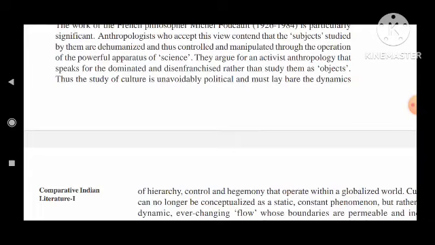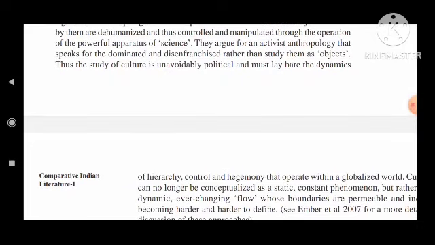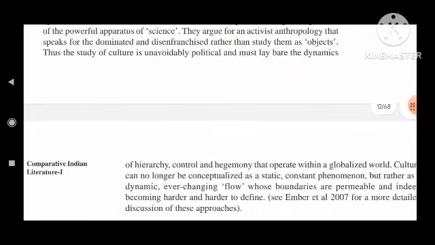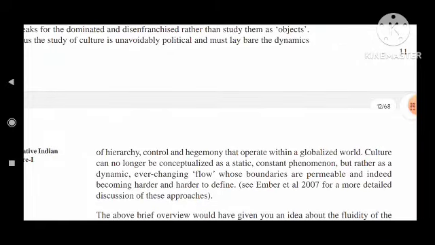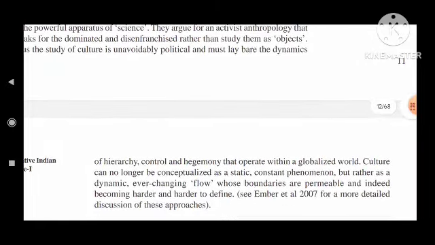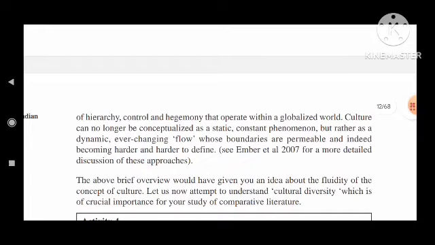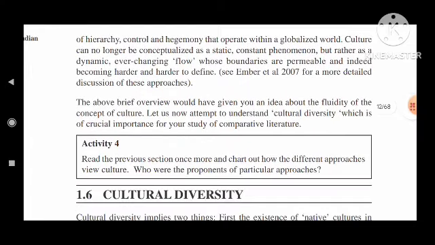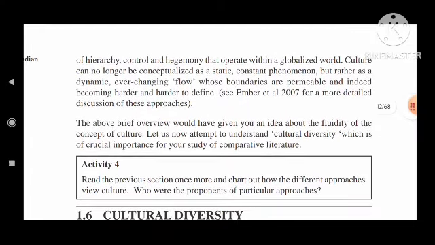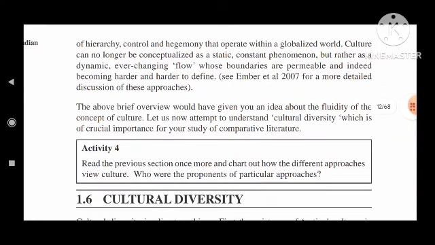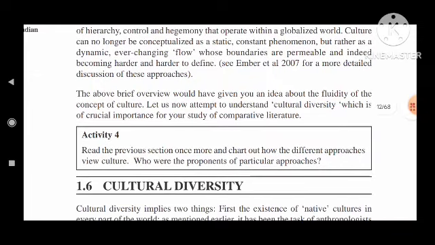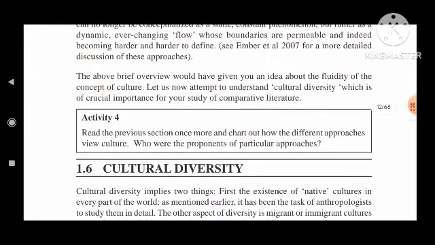They argue for an activist anthropology that speaks for the dominated and disenfranchised rather than studying them as objects. Thus, the study of culture is unavoidably political and must lay bare the dynamics of hierarchy, control, and hegemony that operate within a globalized world. Culture can no longer be conceptualized as a static, constant phenomenon, but rather as a dynamic, ever-changing flow whose boundaries are permeable and indeed becoming harder and harder to define.